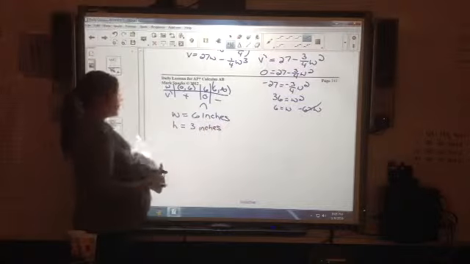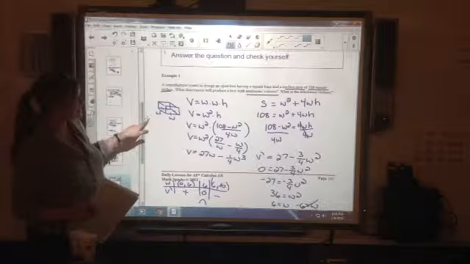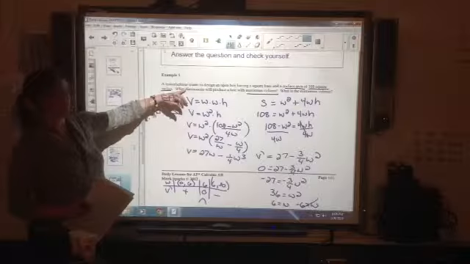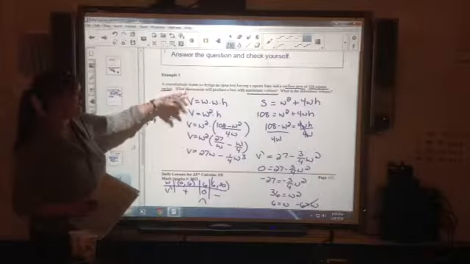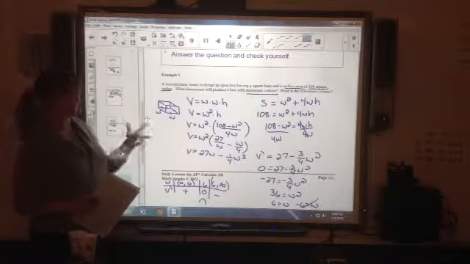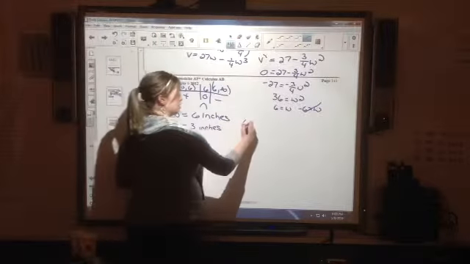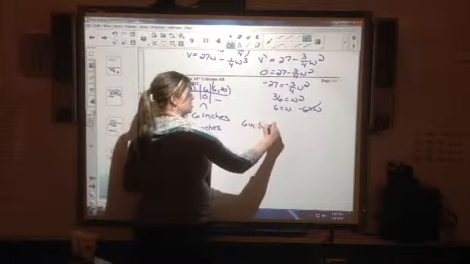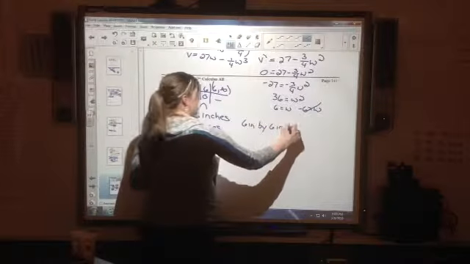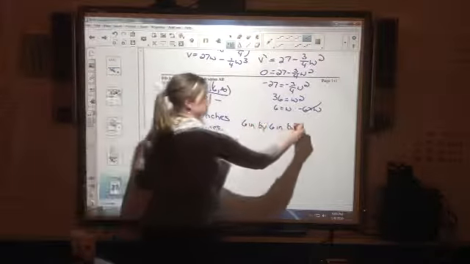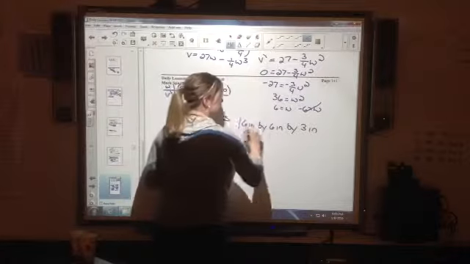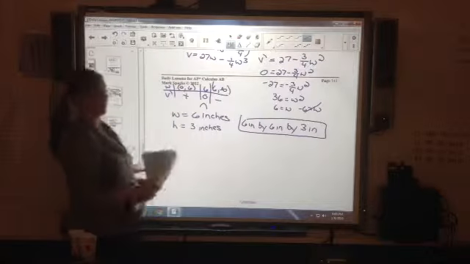Be really careful about what it's asking you now. It's asking you what dimensions will produce a box. So I need all 3 dimensions. I need length, width, and height, even though these two are the same. So I'm going to say 6 inch by 6 inch by 3 inches. That's what's going to produce the maximum volume.